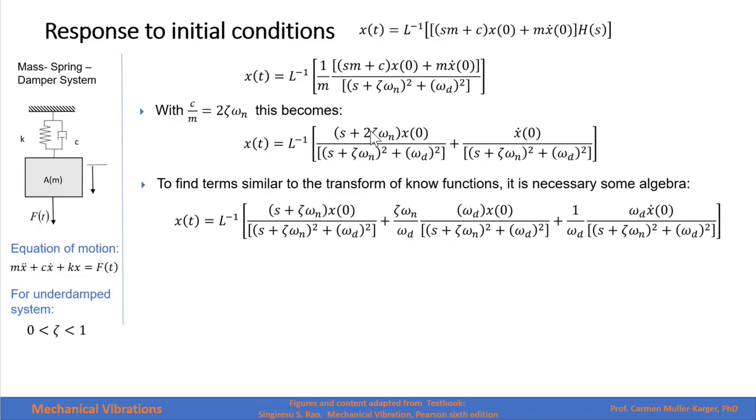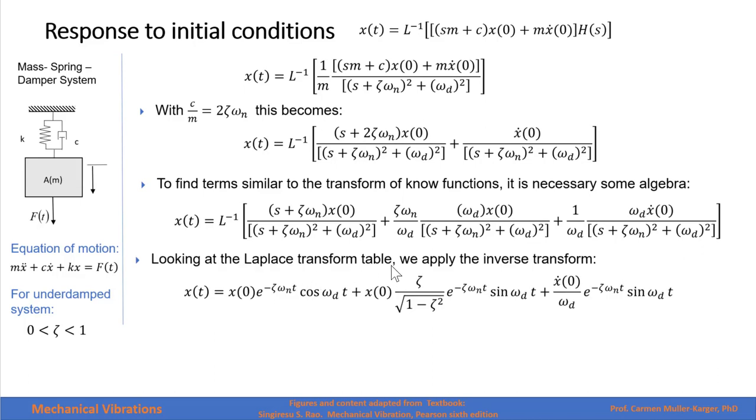Decompose this term and we will separate it into terms: the one in the numerator that is zeta omega n, and then we have another zeta omega n over here. So we decompose this fraction into fractions. Now this term over here is the same as this term, and this over here is the inverse transform of a cosine. In order to transform the other fraction into an inverse, we multiply and divide by omega d, and then this and this are equal, so this is the inverse transform of the sine. And here we have the inverse transform of the sine.